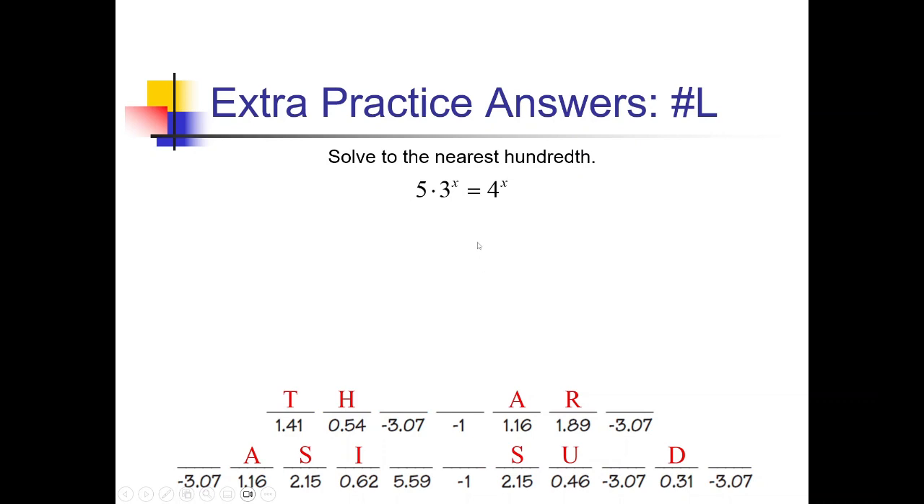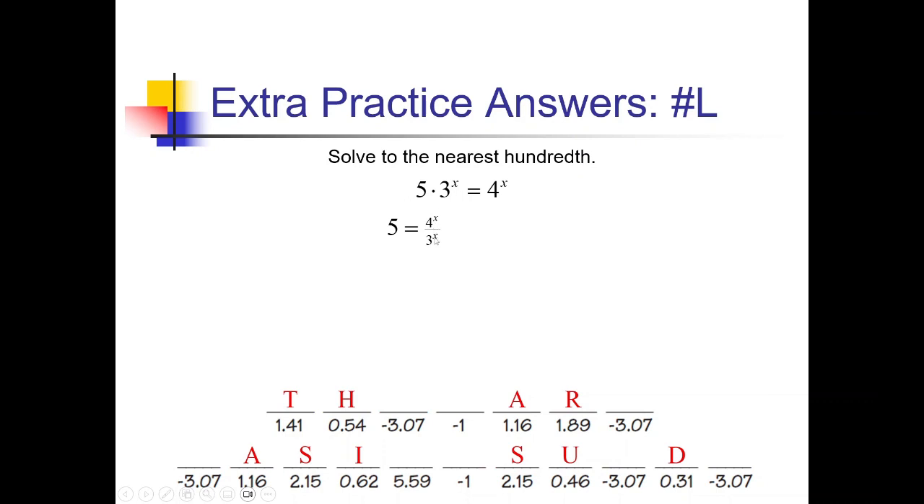For problem L, we have 5 times 3 to the x. We already know we can't multiply those together. So let's get that 3 to the x away from the 5. Instead of dividing by 5, though, I'm going to divide by 3 to the x because there's already a 4 to the x on the other side. So I'm trying to get like things together. So 4 to the x over 3 to the x.